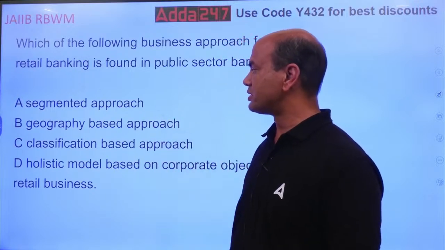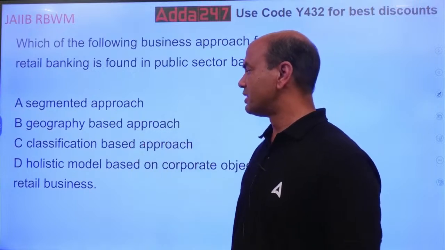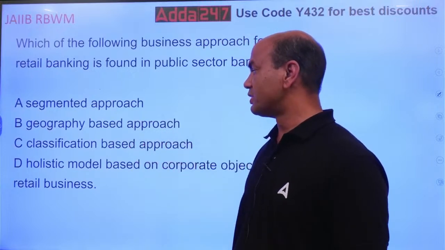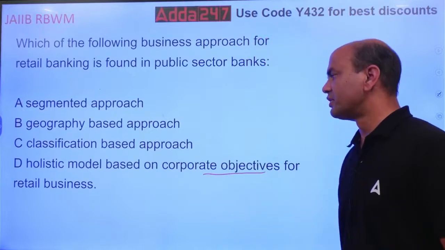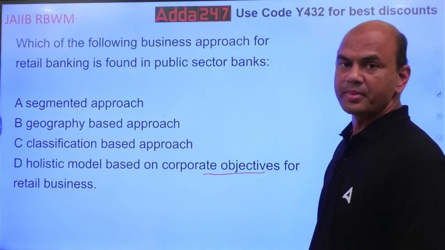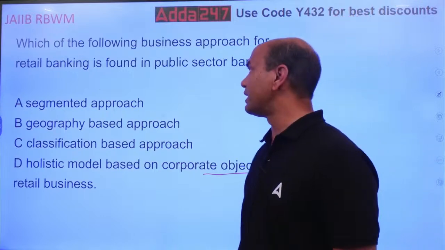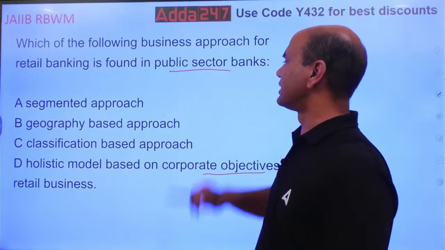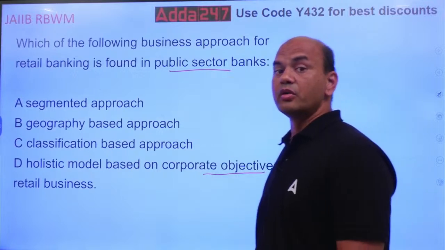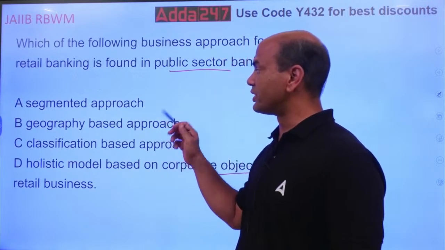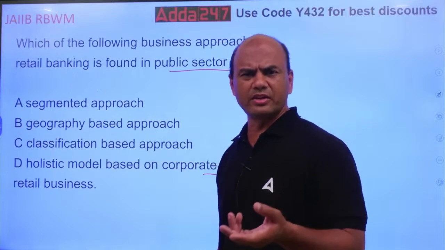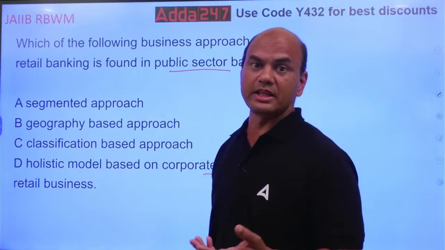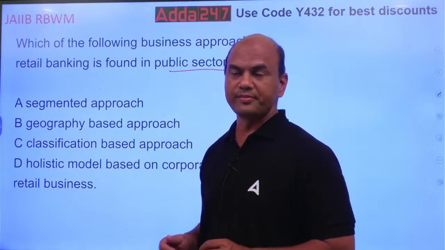The options are: segmented approach, geography based approach, classification based approach, and holistic model based on the corporate objectives for retail business. So which approach is followed by nationalized banks, public sector banks? Now what is this segmented approach? What is geography based? What is classification based? Okay, I'll just give you one line. You can follow my earlier videos also, where I have explained it in detail.